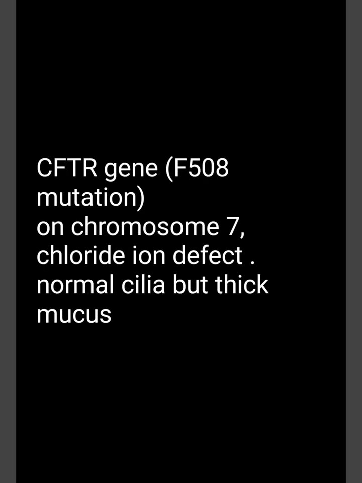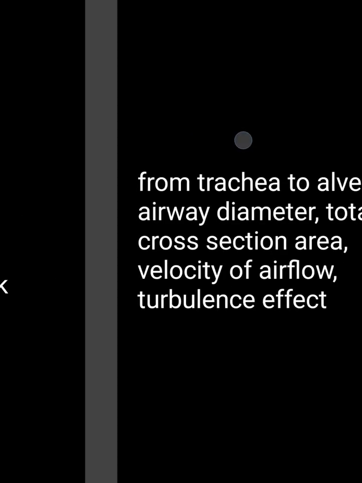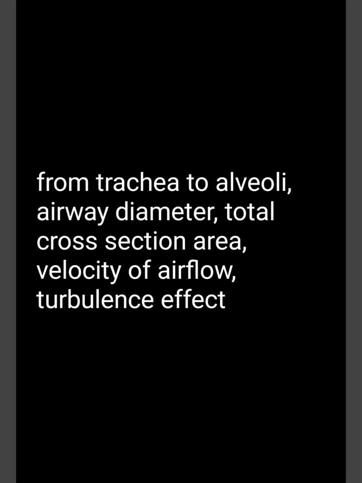CFTR gene, F508 mutation, on chromosome 7, chloride ion defect. Normal cilia but thick mucus. From trachea to alveoli: airway diameter, total cross-sectional area, velocity of airflow, turbulence effect. All decrease except cross-sectional area.